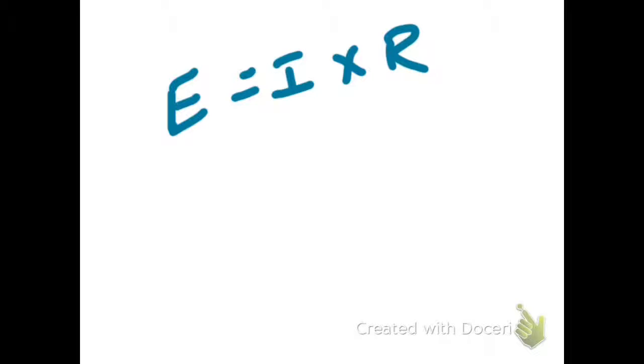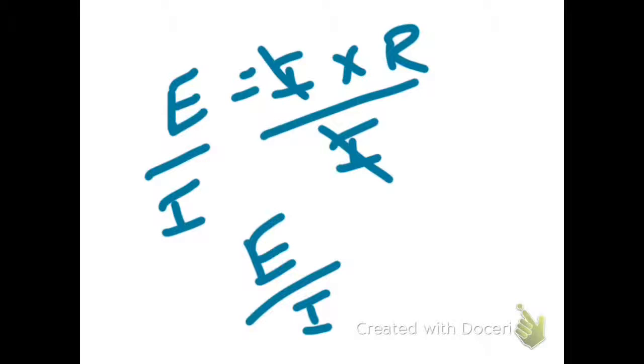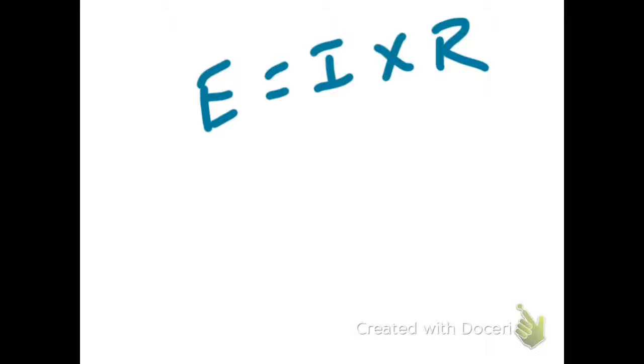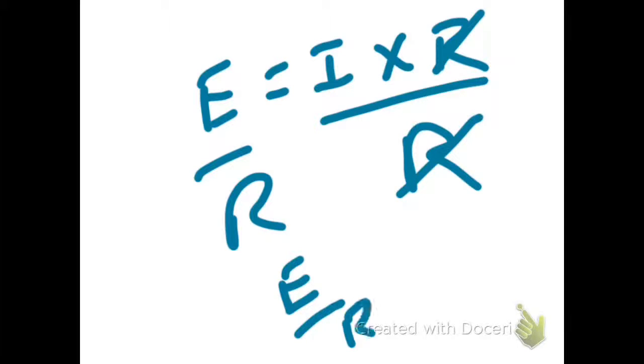We can apply this concept to Ohm's law as well, which is E equals I times R. If we divide each side by I, we can cancel out the I's on this side of the equation. We'll end up with E over I equals R, so voltage divided by current equals resistance. We can also use E equals I times R and divide each side by R. We end up with E over R, voltage over resistance equals current.